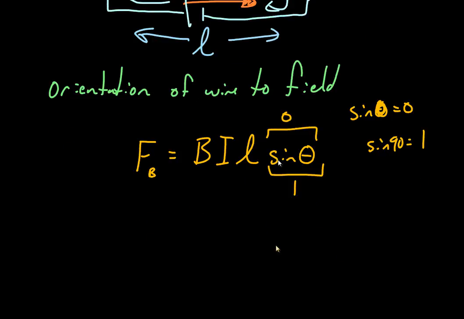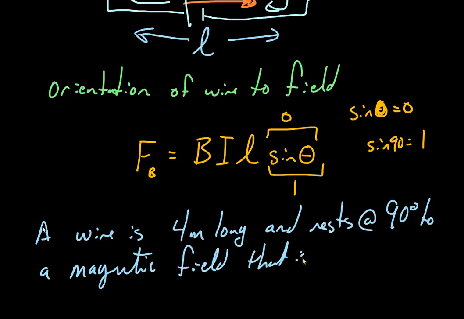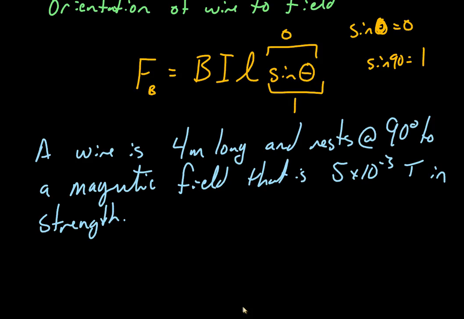You might see a problem like this on your final exam. It might say, a wire is 4 meters long and rests at 90 degrees to a magnetic field that is 5 times 10 to the negative 3 Teslas in strength. Again, I'm not going to define the Tesla right now. That's for later, but just use it as is.